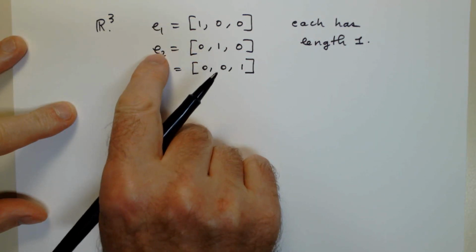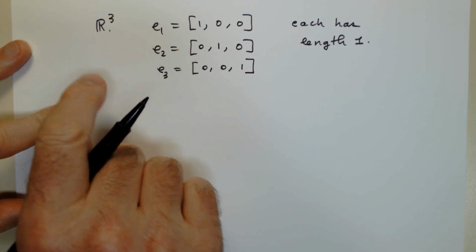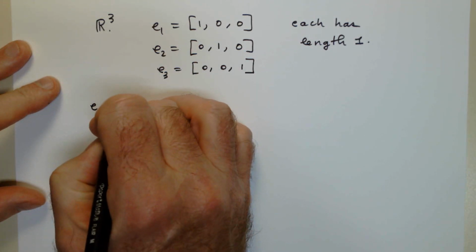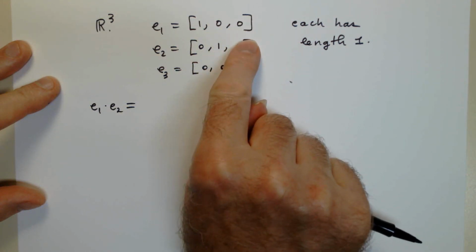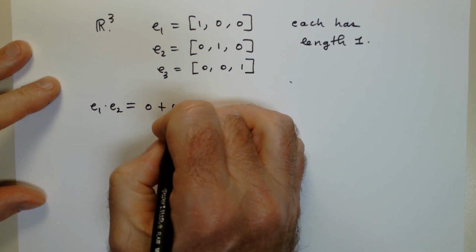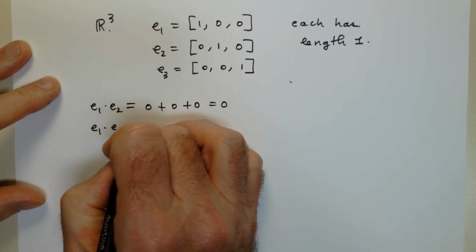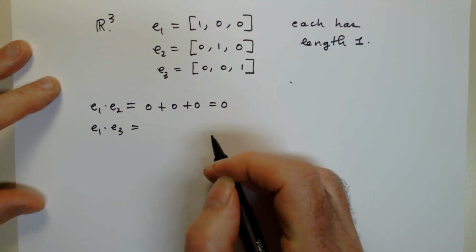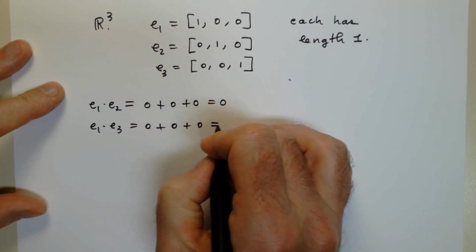Now we have to show that if I take any two of them in pairs, their dot product is equal to 0. Now there's going to be 3 different ways to take them in pairs. So if I look at e1 and dot it with e2, you can see that when I do the pairwise multiplication, I'm always going to get 0. So e1 dot e2 is going to be 0 plus 0 plus 0, or 0. When I take e1 dot it with e3, again, when I compare these two, I'm always going to get zeros when I do the component-wise multiplication. So again, I'll have 0 plus 0 plus 0, or 0.